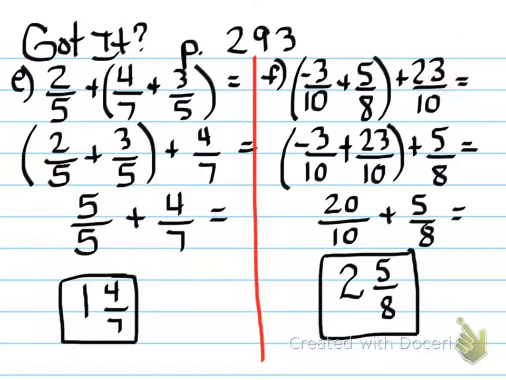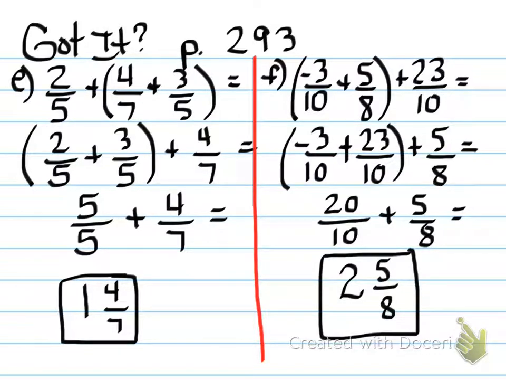Okay. Back on page 293, check your Got It's E and F. Notice the red line separating the two problems. Really, I thought these were very easy. Look at my steps and you'll see where I combined like denominators. For E, you're left again with 5/5, which is a whole. They're both positive, so super easy to deal with E.